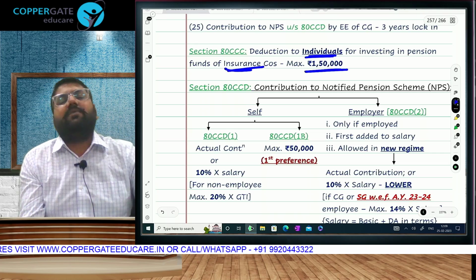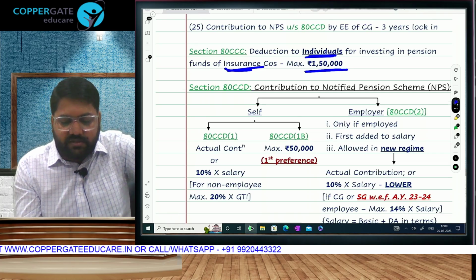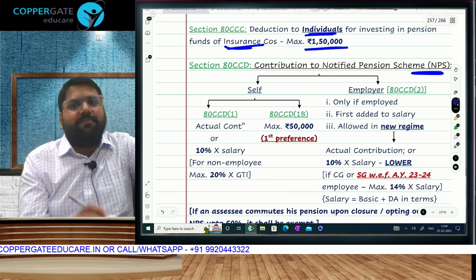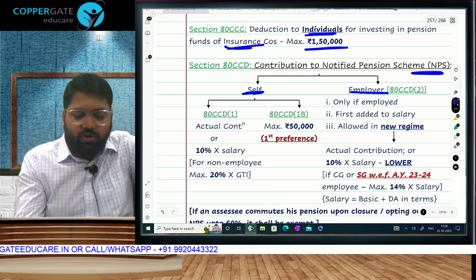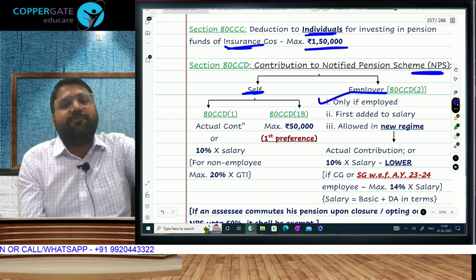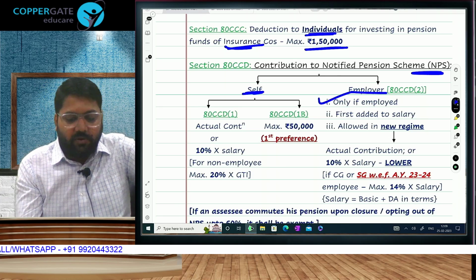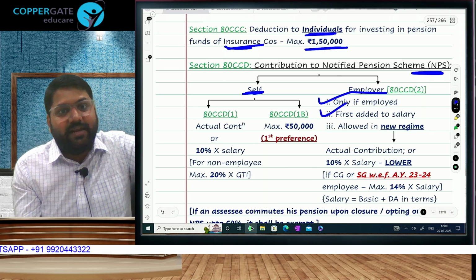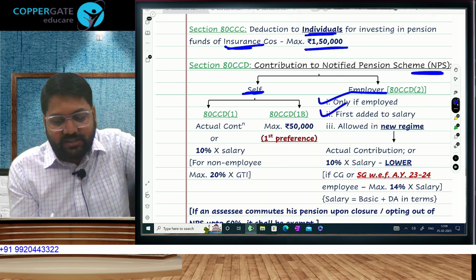So the insurance company will come here, actual or 1,50,000, whichever is lower. And when you contribute to the government's pension scheme, first of all here you can also contribute, and the boss can also contribute. But let's finish the boss part first. This is only if you have a boss, not for the self-employed. It will first be added to salary, because the boss is giving you an extra benefit.